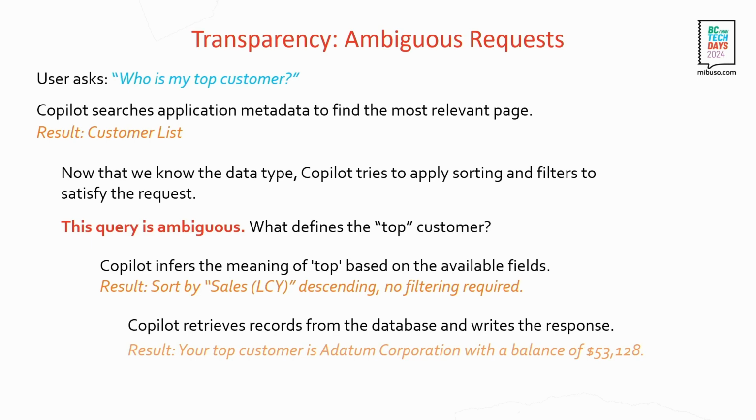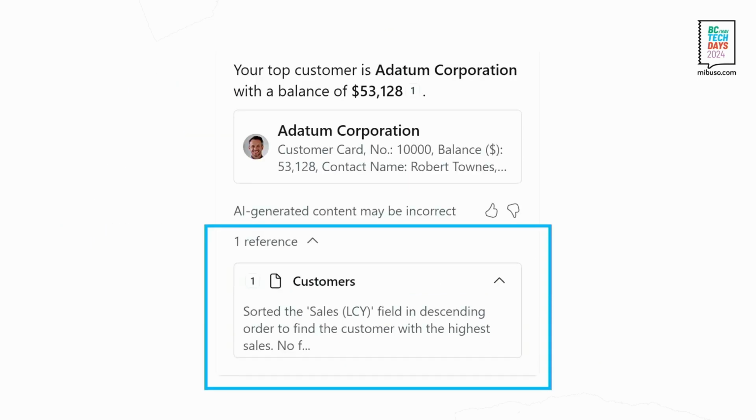So how does the user know that it actually returned what you wanted, right? Maybe my definition, as the user, of what my top customer is, is like whether we play a lot of golf together or something, right? What actually is the metric that defines your top customer? And so the way that we handle this is we will explain to you why we made this decision, right?